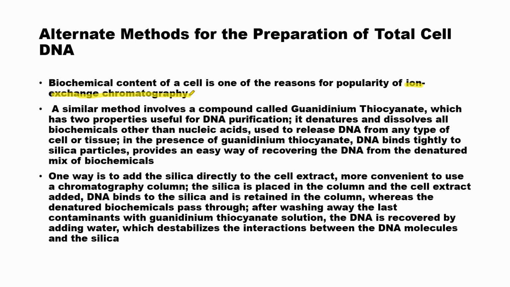Clear? Now, similarly, you have other methods. One method we have studied is treatment using CTAB, cetyl trimethyl ammonium bromide. Now another, similar method involves a compound called guanidinium thiocyanate. So instead of CTAB, in this new method we are using guanidinium thiocyanate.